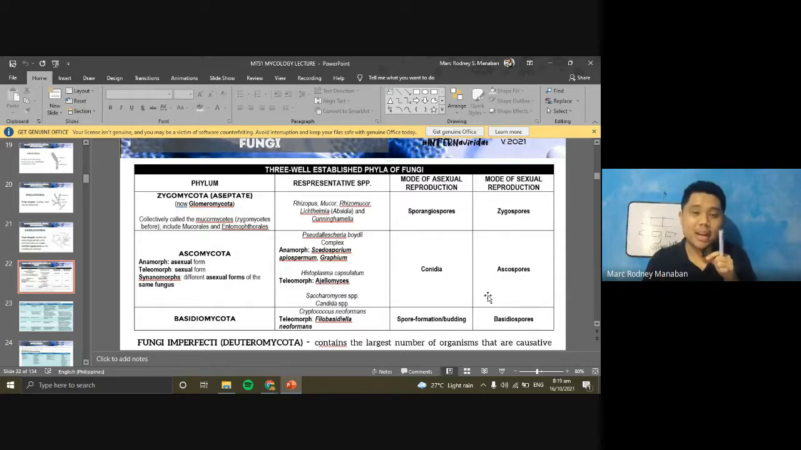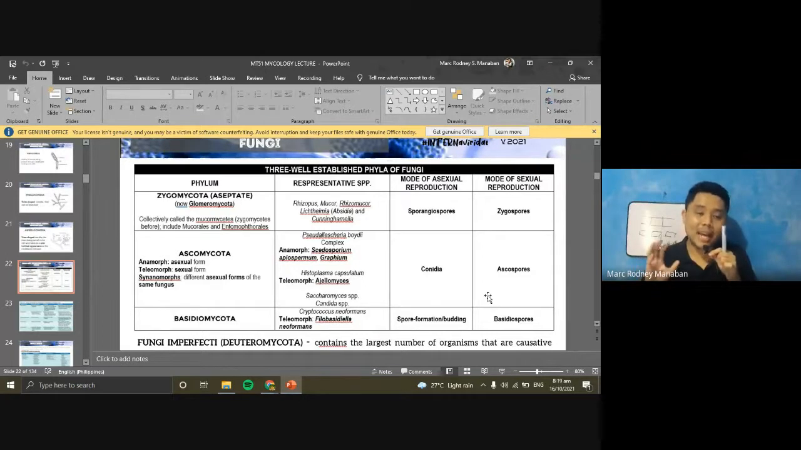Your Pseudallescheria boydii is the teleomorph, meaning it produces the sexual stage, or it is capable of sexual reproduction. But it also has an asexual form, and this is known as the anamorph. Its asexual forms are Scedosporium apiospermum and Graphium. These two are anamorphs, but they are collectively called the synanamorphs.